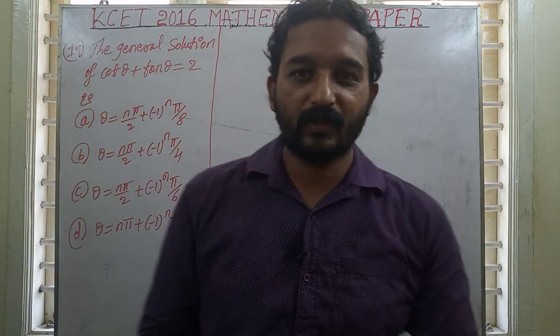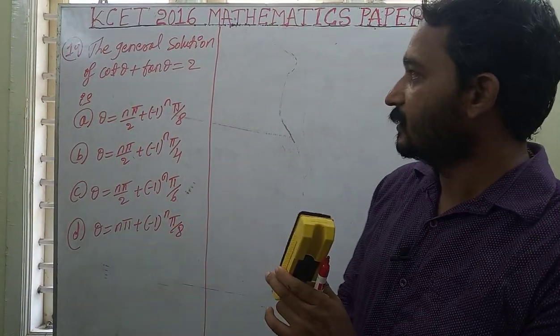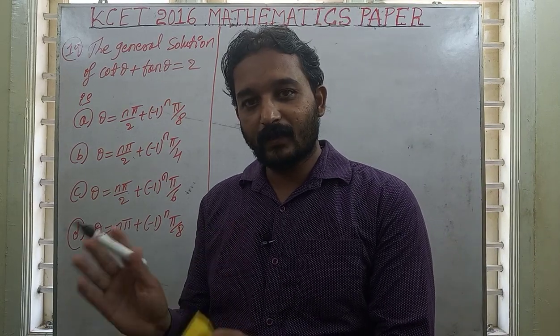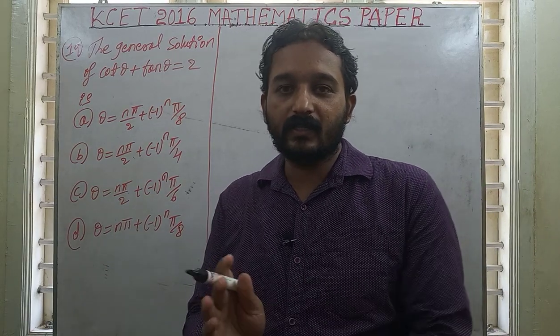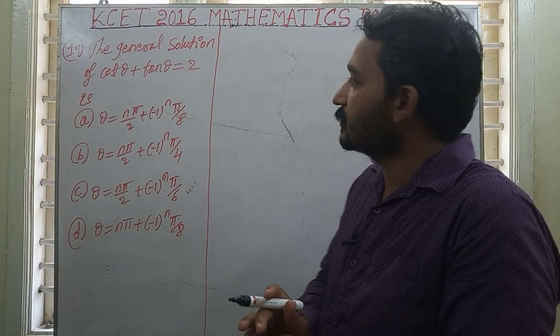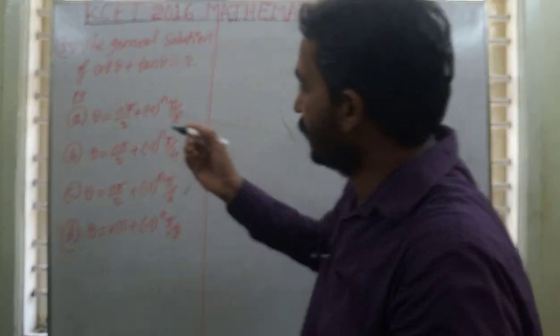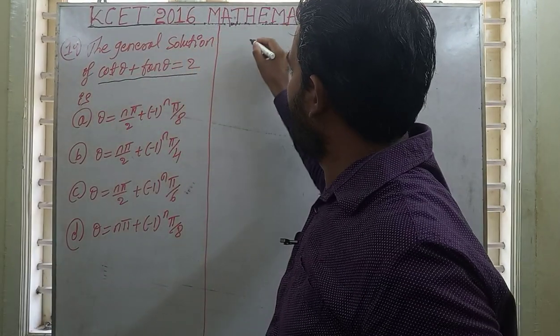So now let us move on to the next question, question number 19. This question is based on the chapter trigonometry, particularly the general solution of trigonometric equations. So let us see the question. What is the given data in this question?